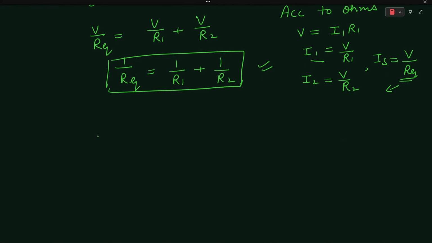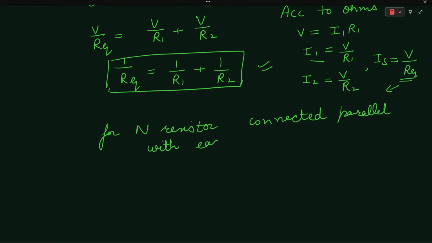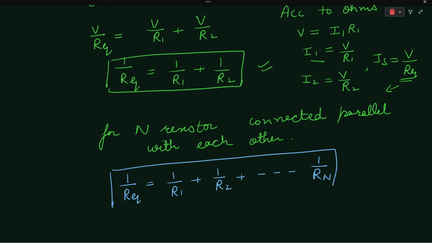So for n resistors which are connected in parallel with each other, 1 upon R equivalent will be equal to 1 by R1 plus 1 by R2 plus so on, 1 by Rn. This is a very important expression and you need to remember it.